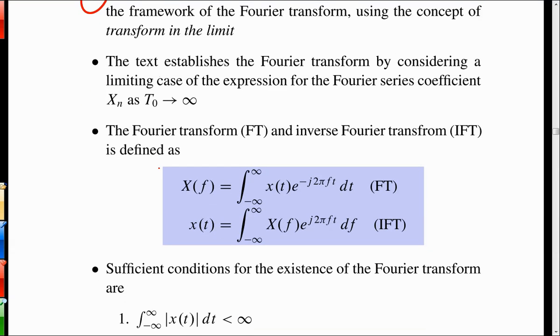This is the definition of the Fourier transform. In the forward direction, it's an integral that involves your aperiodic function x of t, weighted by e to the minus j 2 pi ft. And when you want to leave the Fourier domain or the frequency domain, you put in the spectrum that you get, and you go back to the time domain.